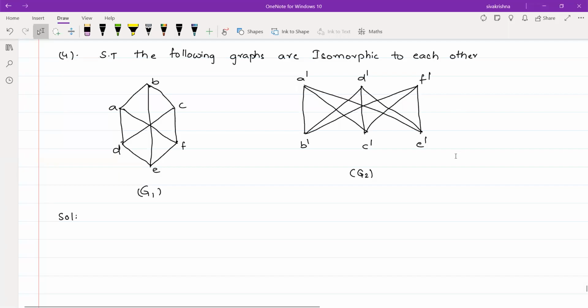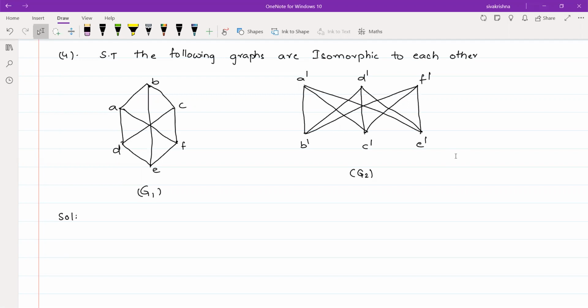Today, I am going to discuss one more problem on isomorphism between two graphs. So coming to the problem, show that the following graphs are isomorphic to each other. Here we have given two graphs, and now we have to prove that these two graphs are isomorphic to each other.